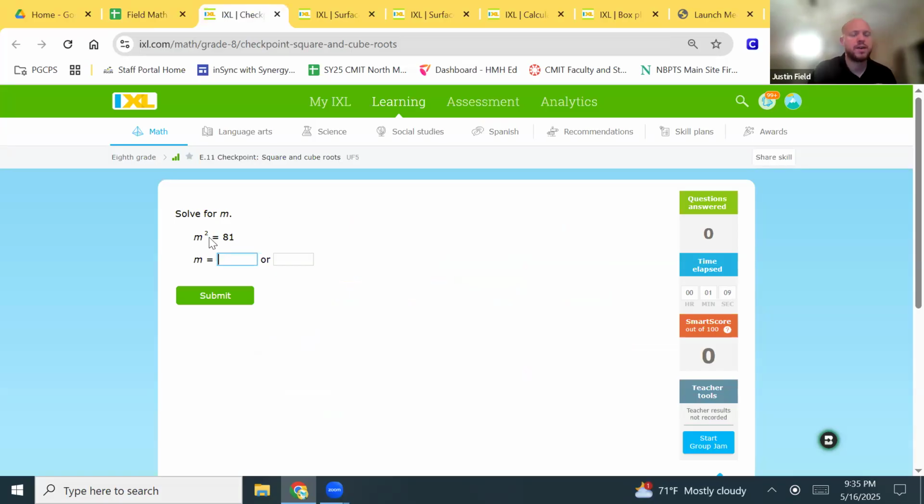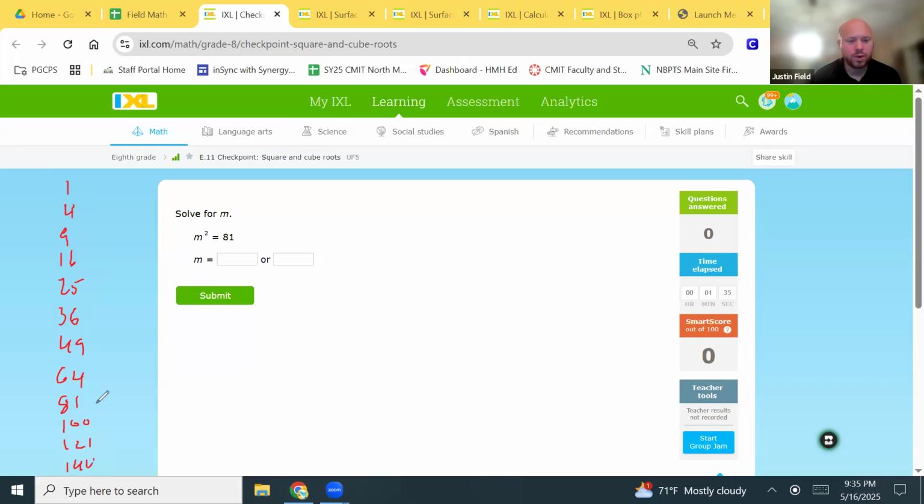Okay, so if you have m squared equals 81, then you should be thinking back to your perfect square list. So let's just make that real quick. Our perfect square list would be 1, 4, 9, 16, 25, 36, 49, 64. This is all the numbers squared.